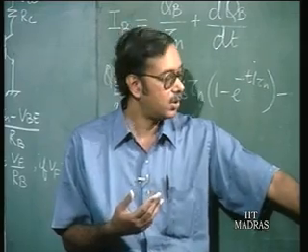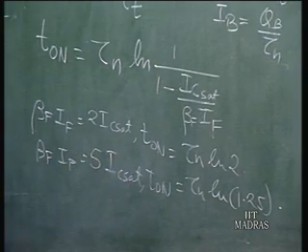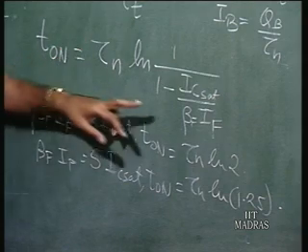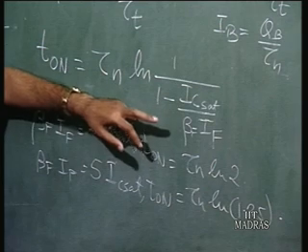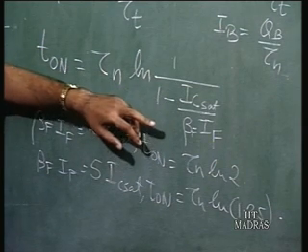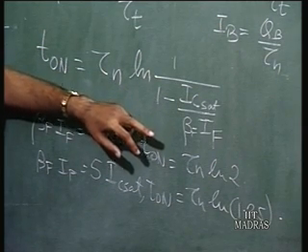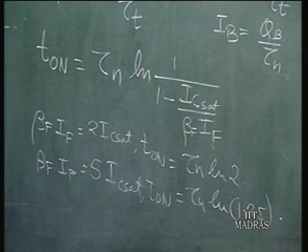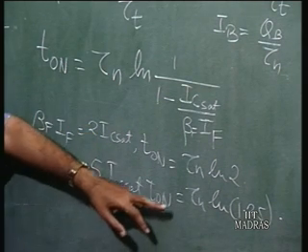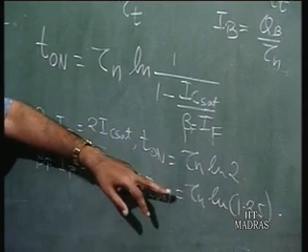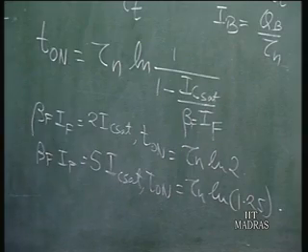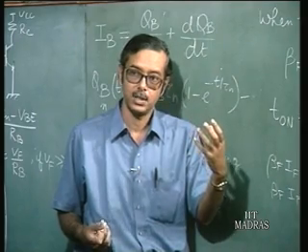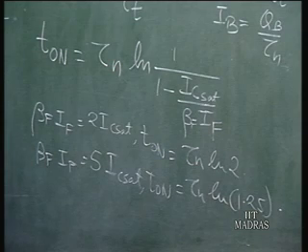Is it clear? So, to have a fast switch on, you must have a large base current. It is not only sufficient to have beta f IF greater than IC sat to reach saturation, but the more the base current, the faster is the switching on time. Another thing one must remember is that all this is proportional to tau n, which is the lifetime. So, if you want to have faster switching on, tau n, the lifetime, must be made small.